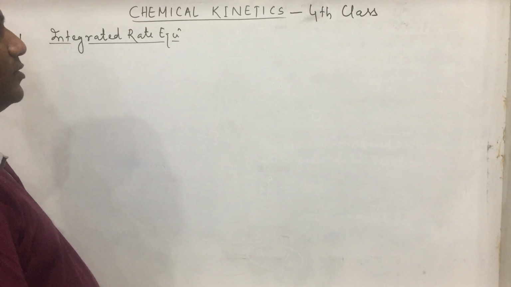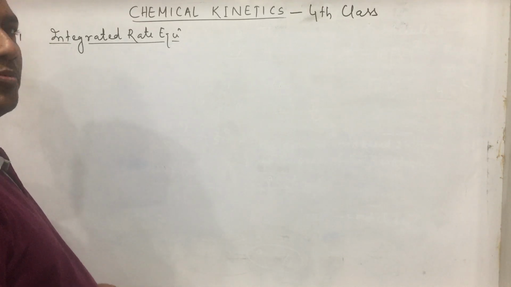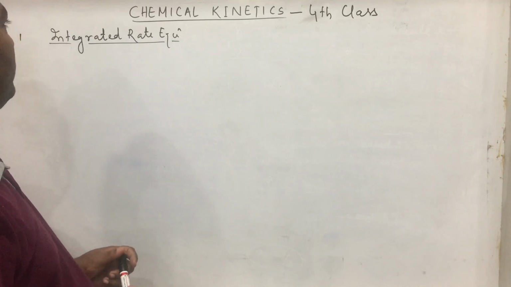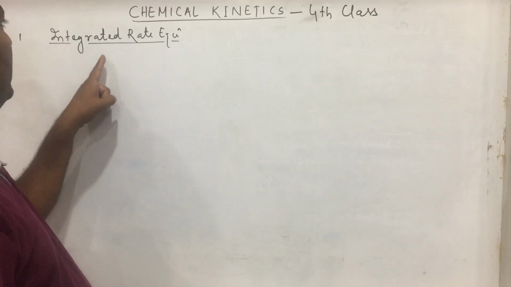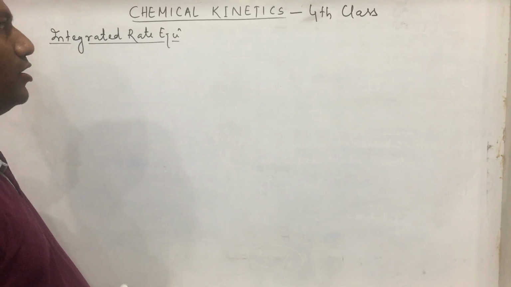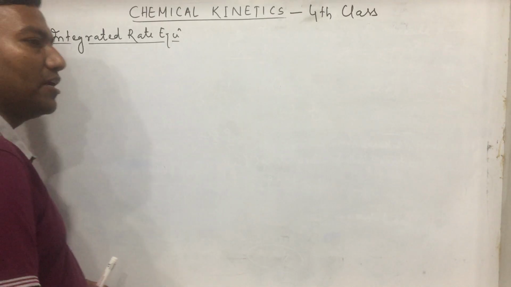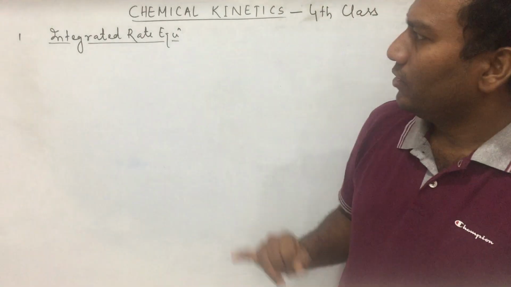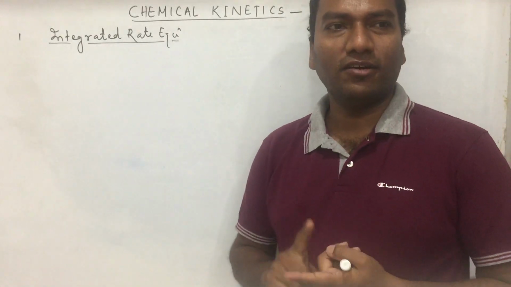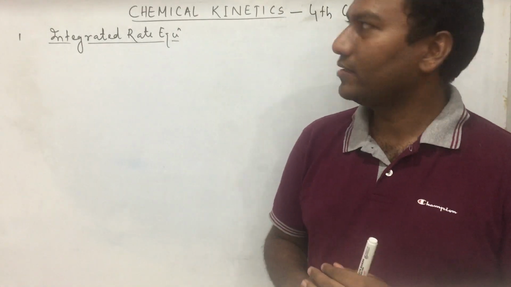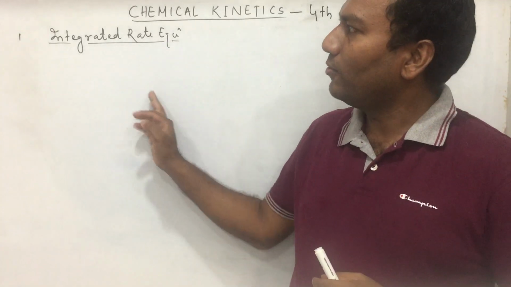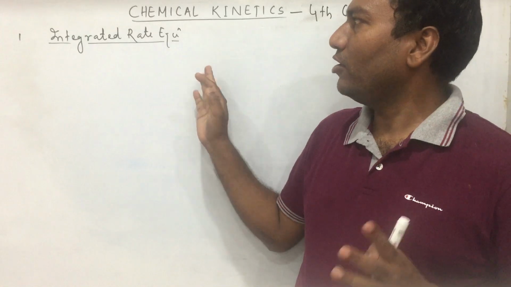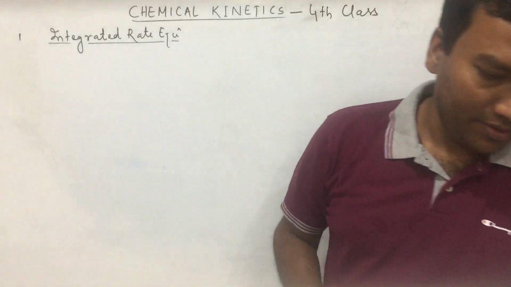So welcome to the fourth class of chemical kinetics. In this class we will read integrated rate equation for different types of chemical reaction. We have read zero order, first order, second order, third order, nth order like this. But in our syllabus only zero order and first order integrated rate equation or rate expression is there.